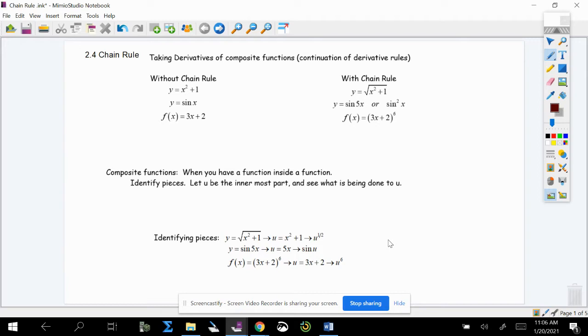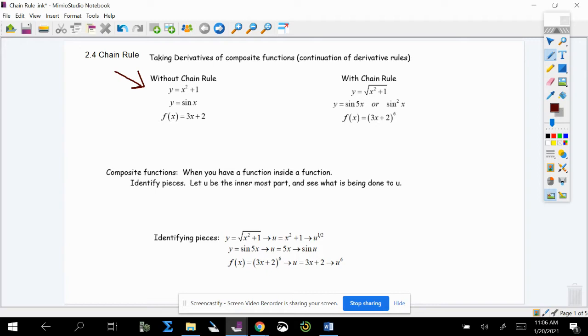So if we think about functions that are singular functions, basic functions, everything in this first column is what I would consider your very simple basic function. Your first one, y equals x squared plus 1, it's just a polynomial. Second one is just a singular trig function, just sine of x. Third one is 3x plus 2, basic polynomials, trig. Well, here's what we can't do yet with our rules that we have.